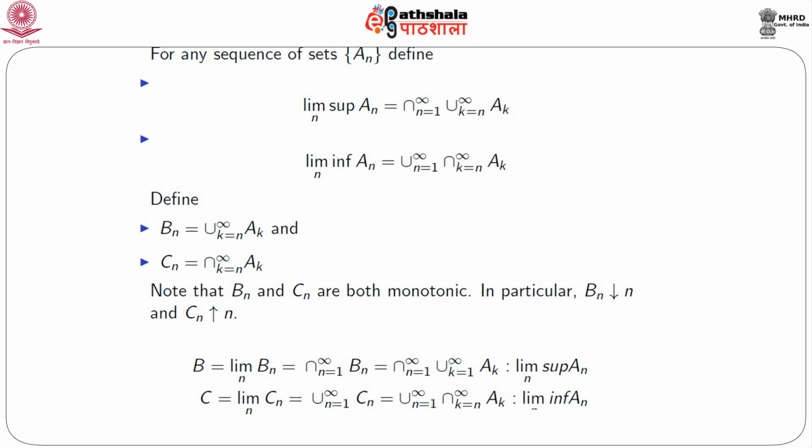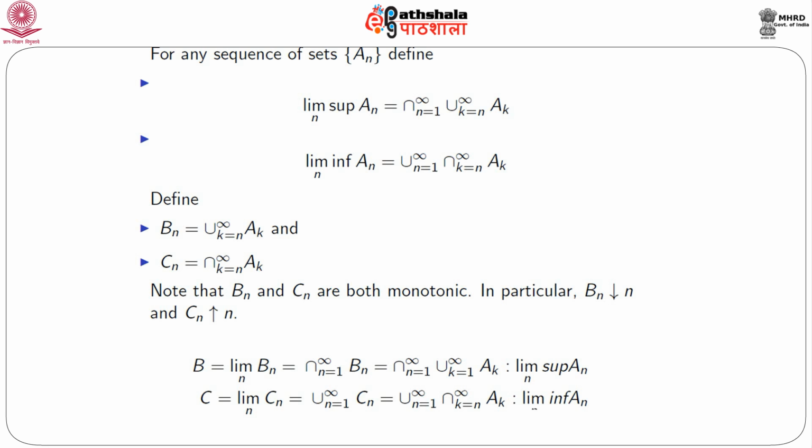If I increase n, what will happen? K runs from n to infinity. So, if n increases, I am taking a lesser number of unions. That means I am reducing the B n. So, B n is decreasing in n. Whereas, if I define C n as the intersection part that is found in the lim inf definition, then it can be seen that if I increase n, I am taking a lesser number of intersections. Once I am taking a lesser number of intersections, I am getting bigger sets. That means C n is increasing.